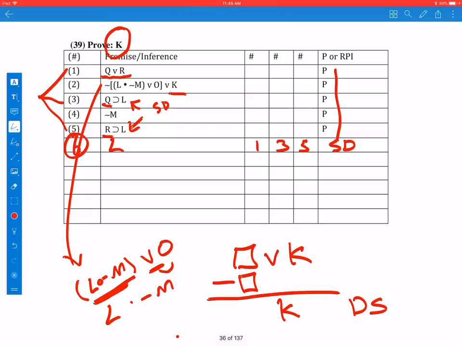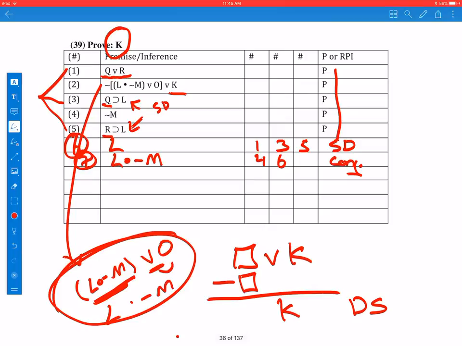So now I got my L. Now I need a not M, which is in line 4. And it's free and clear, so we can just put L and not M together. L and not M from 4 and 6 by conjunction. Now remember, I'm trying to make this big disjunct down here, so I need an or O, and that's easy enough to do because it says or, so we can simply add it. Oops, that's supposed to be an or O, from 7 by addition.